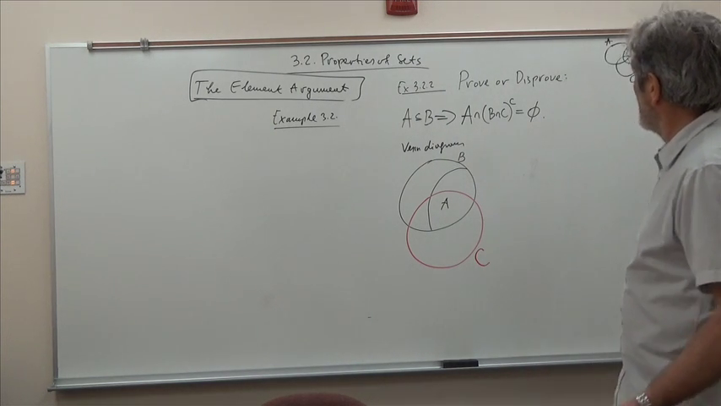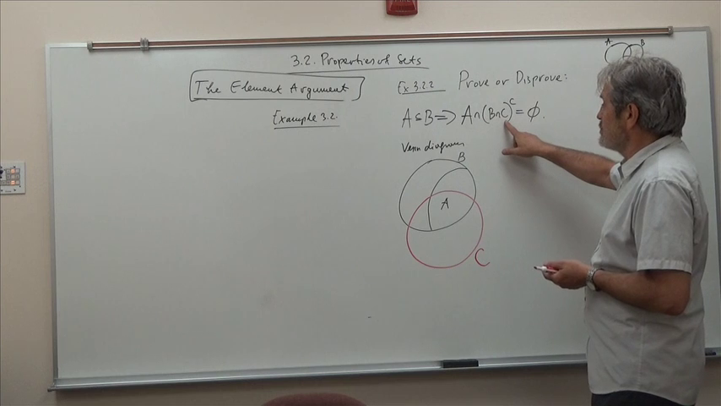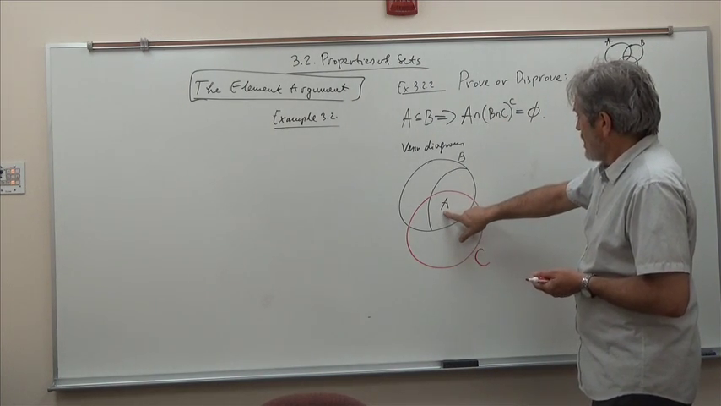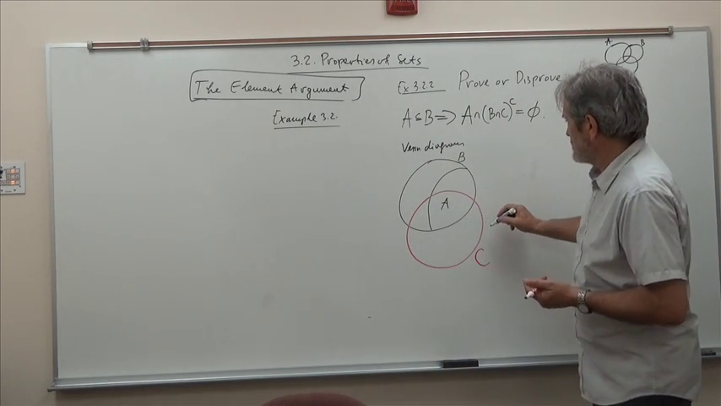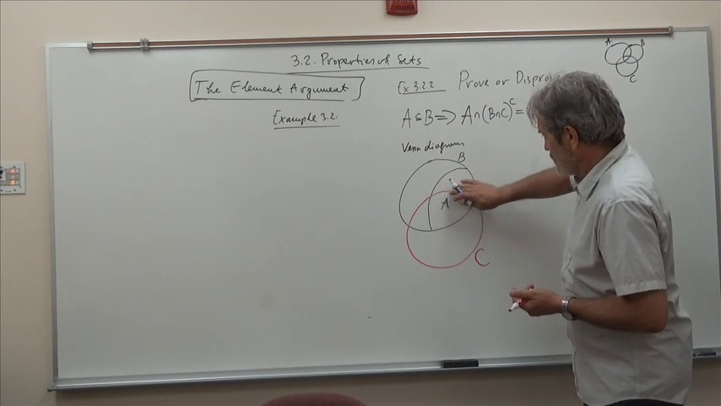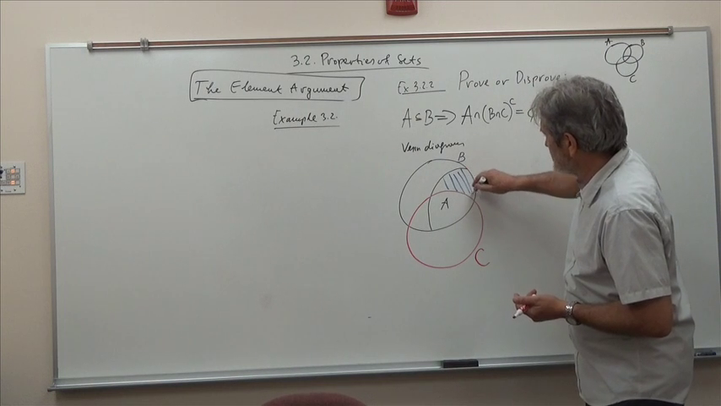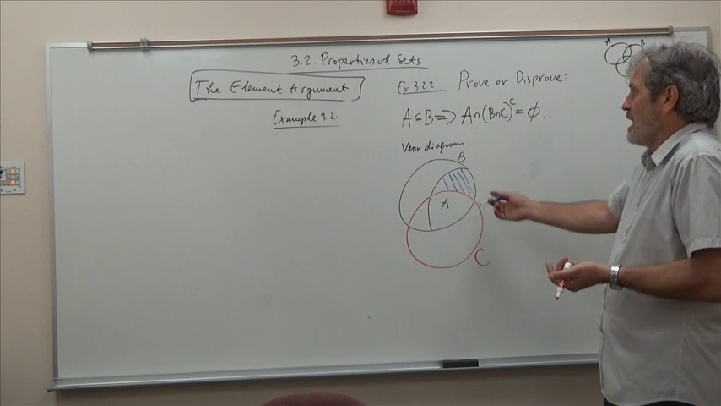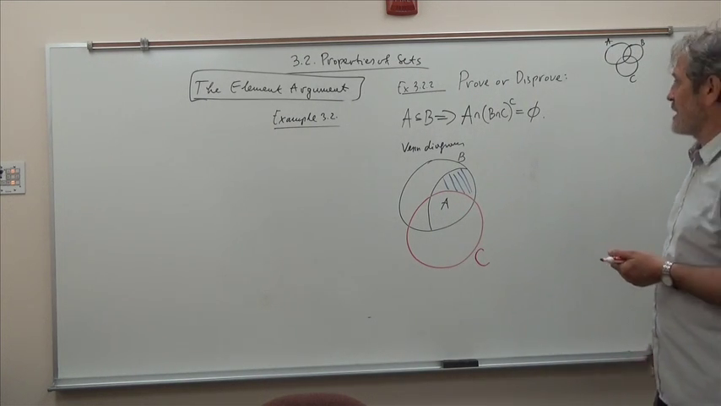So where is, on my picture, A when you remove B intersection C? So here is A. You remove B intersection C, and it's this. Okay. Does it need to be empty? Obviously not. So what should I do then? How do I design a counterexample?